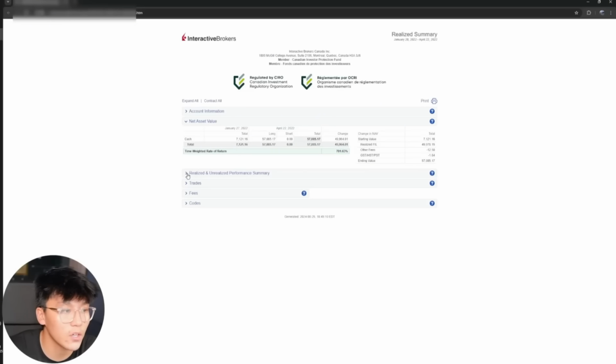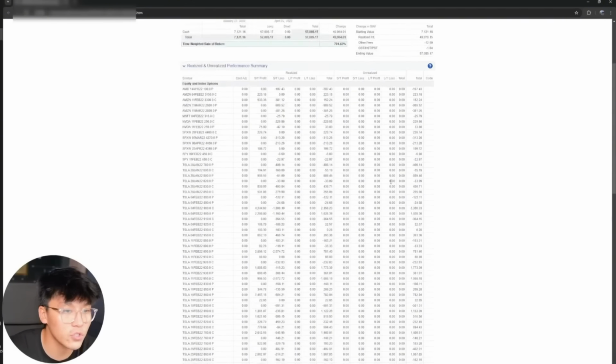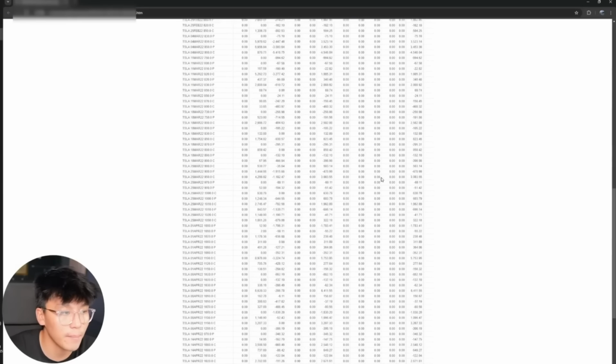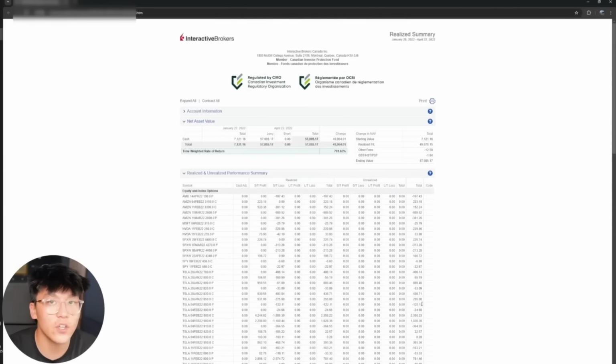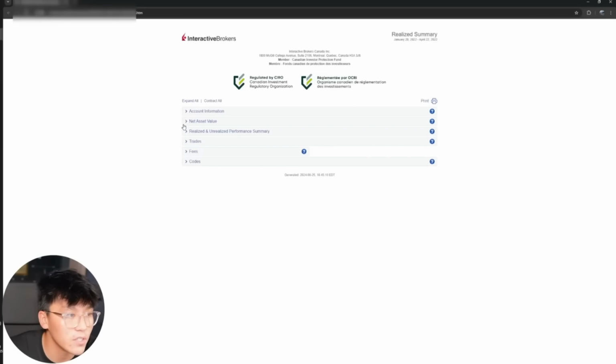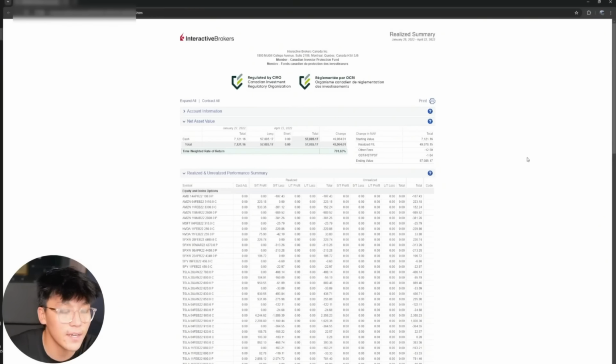And as you can see right here as well, I have every single trade that I took within that 2.5 month span to make me over $50,000. This is all the proof right here. This is a regulated broker. This cannot be faked. I showed you guys. I'm refreshing the screen. As you can see right here, everything is done in real time.